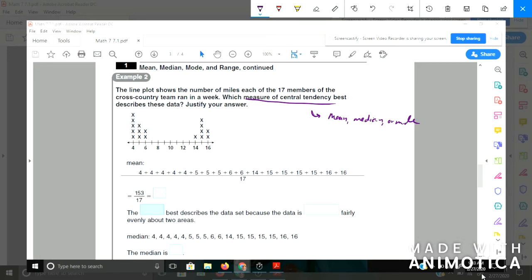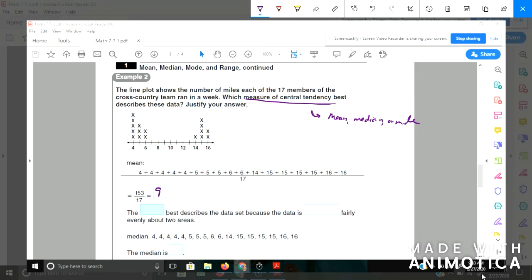So first, you should actually find your mean, median, and mode. So for the mean here, it's kind of nice. They added it up for us. They took 4 plus 4 plus 4 plus 4 plus 4 plus 5 plus 5, and so on and so forth. And they came up with 153 and divided it by how many numbers there were. There are 17 X's here, 17 members of the team. So 153 divided by 17 would give you 9.